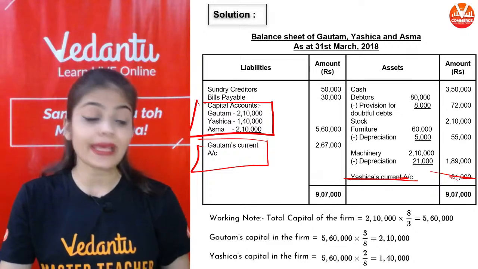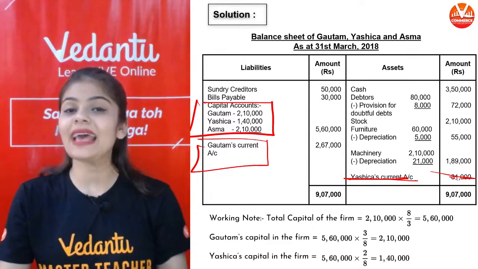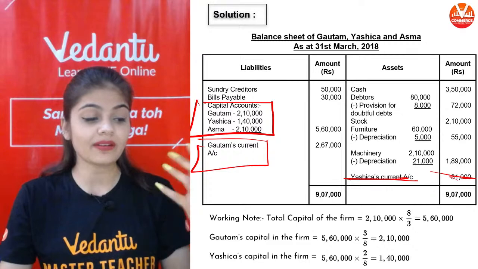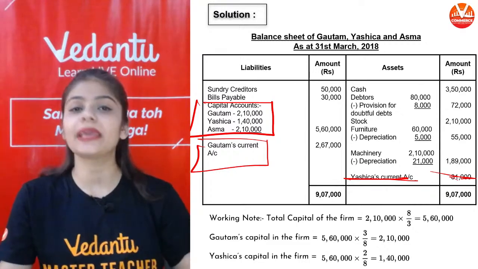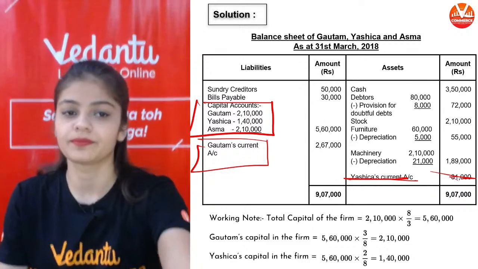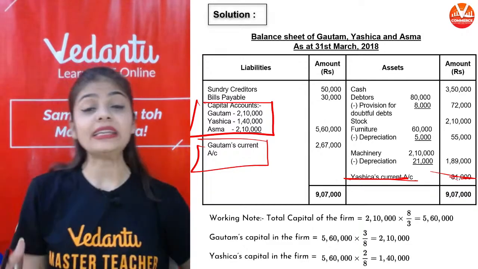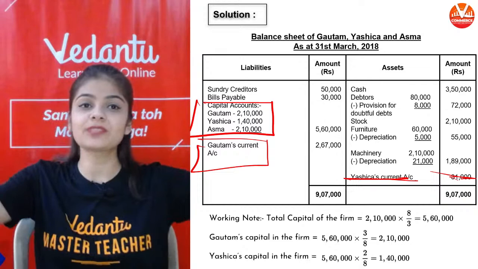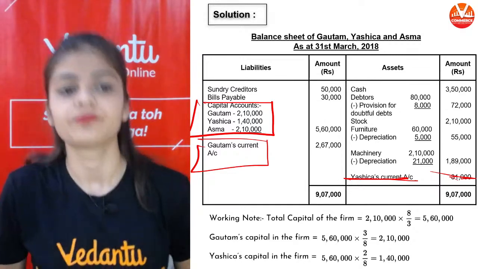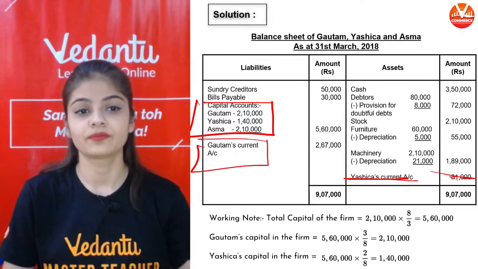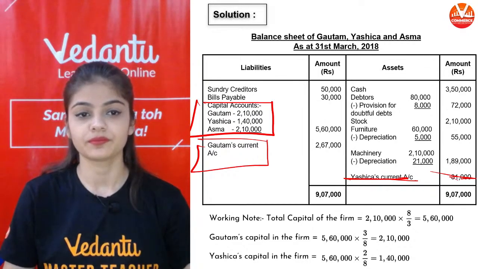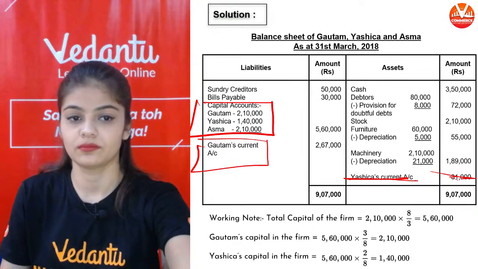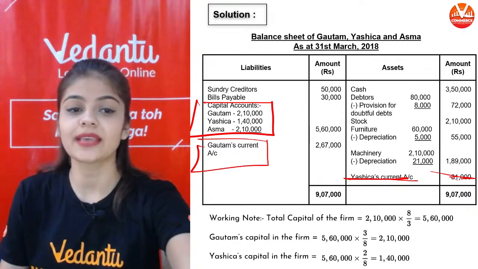So now tell me, is there any doubt in this question, in the revaluation account, in the partner's capital account, or in any other point? If you guys have any doubt, you can ask me in the comments box below. So tell me guys, is there any doubt?